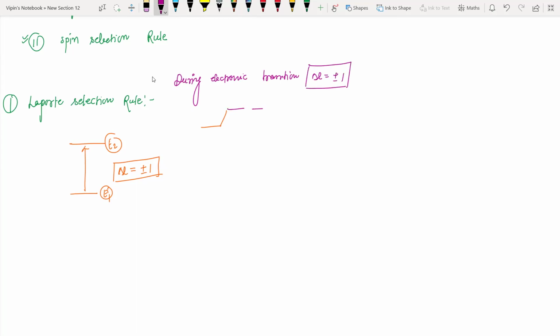If we have an electronic transition from the t2g set to the eg set, the t2g set is made up of d orbitals, and the eg set is also made up of d orbitals. L value for a d orbital is 2. Similarly, L value for the other d orbital is 2. It means for electronic transition between these two states, the difference will be 2 minus 2, that is 0.